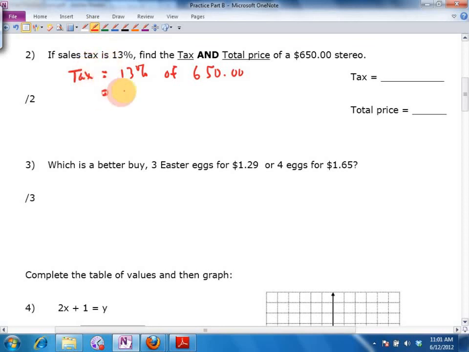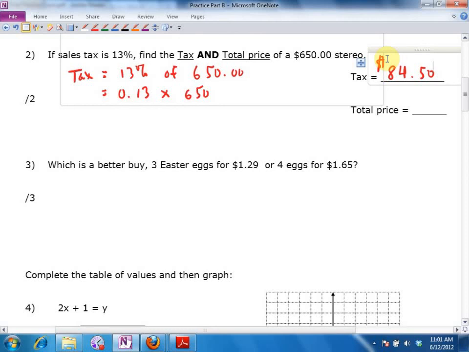So let's just do this. 13%, change it into a decimal. 0.13 times 650. What do you get? Fred, what's the answer? Who's got that? $84.50. So you always have to make sure you're careful to calculate the tax when you're going to buy something. You're going to pay extra, right? The government has to get part of that too. Not trying to diss the government, that's how they run, I guess. They need some money, right?